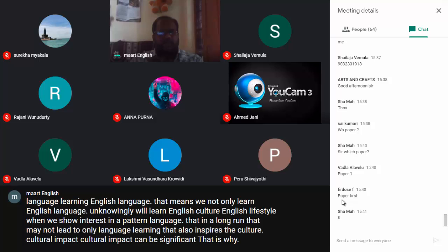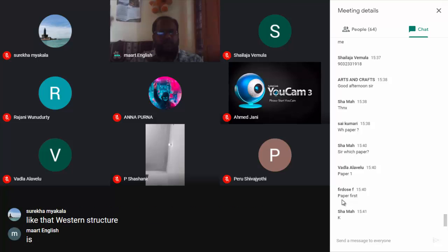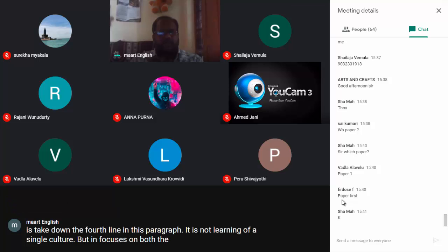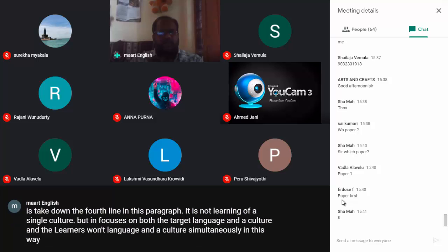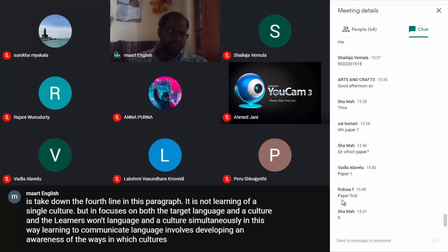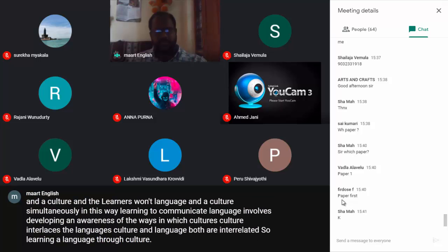That is why language learning. Like that Western style, sir? Yes. Take down the fourth line in this paragraph. It is not learning of a single culture, but it focuses on both the target language and the culture and the learner's own language and the culture simultaneously. In this way, learning to communicate language involves developing an awareness of the ways in which culture interrelates with the languages. Culture and language both are interrelated. So learning a language through culture is cultural promotion. Culture promoted the languages.